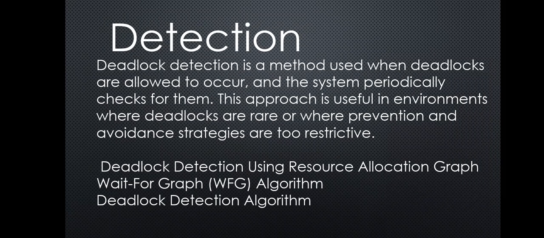Next, detection. Detection is a method that is used when deadlocks are allowed to occur and the system periodically checks for them. This approach is useful in environments where deadlocks are rare or where prevention and avoidance strategies are too restrictive.